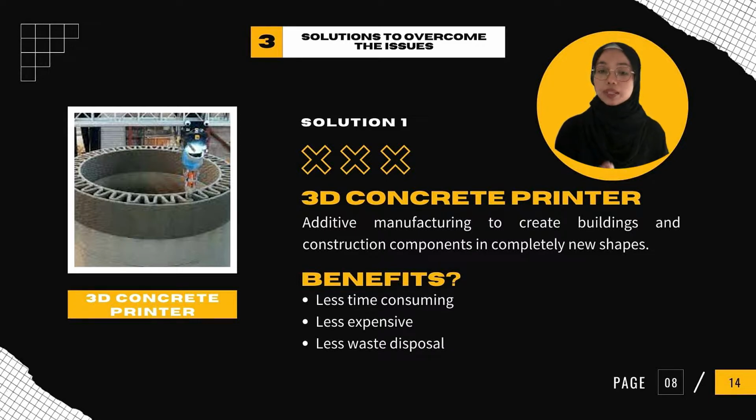3D concrete printer is one of the examples. 3D concrete printer is an additive manufacturing to create building and construction components in completely new shapes that were previously impossible to achieve with traditional concrete formwork. It is being used in homes, architectural features, and construction projects. The benefits of it are it is less time-consuming, less expensive, and also less waste disposal.